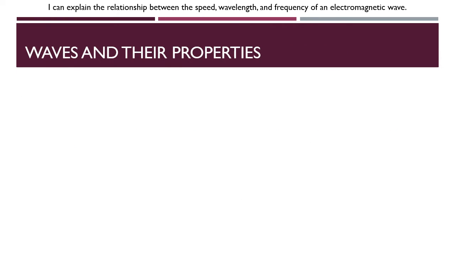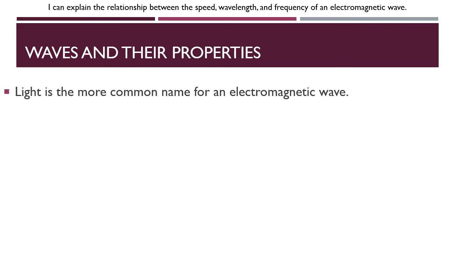So in these first couple slides, we'll just look at some basic properties of waves, and we'll examine this term electromagnetic wave. So light is a term we are all familiar with. That is just the more common name for any electromagnetic wave. Obviously, the word light is much easier to say, less syllables. The term electromagnetic wave sounds really confusing, and in some ways it kind of is. It's kind of complex, but we just refer to that as light.